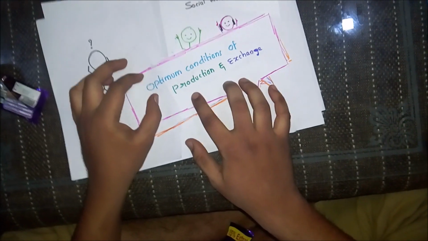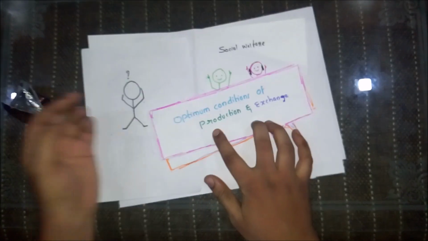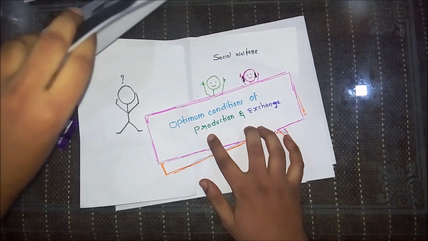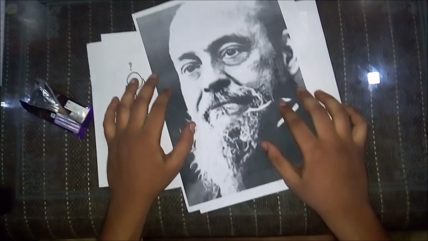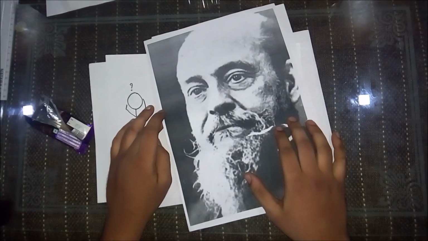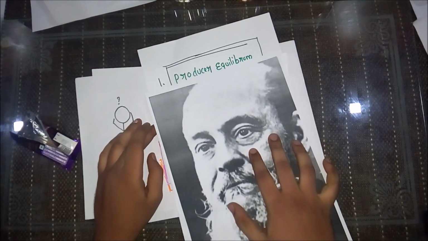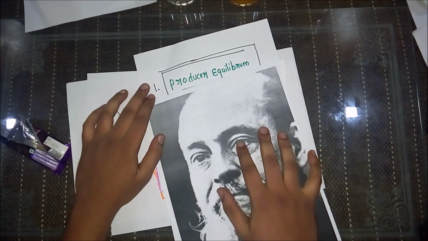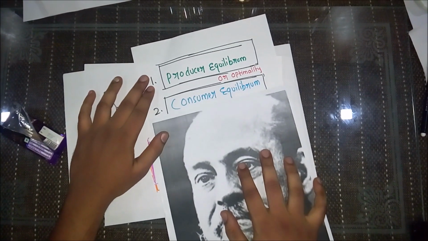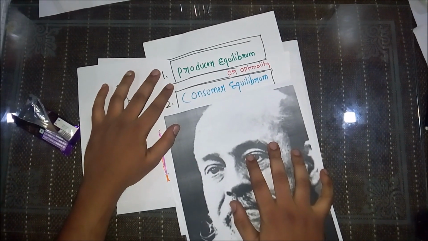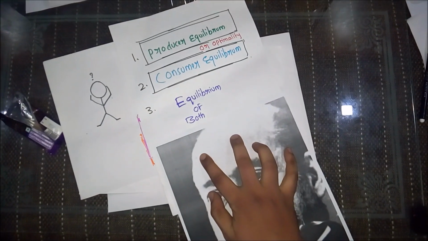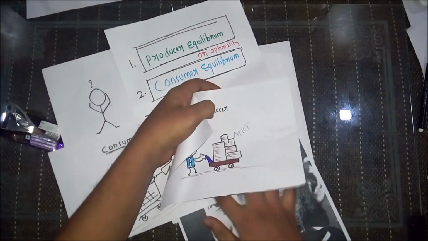Now, in order to reach the optimum conditions of production and exchange, the new welfare economist, who is also the founder of welfare economics, whose name is Pareto, has laid down three conditions. Condition number one is producer equilibrium, which is also known as producer optimality. Second condition is consumer equilibrium, which is also known as consumer optimality. And the third condition is equilibrium of both consumer and producer.